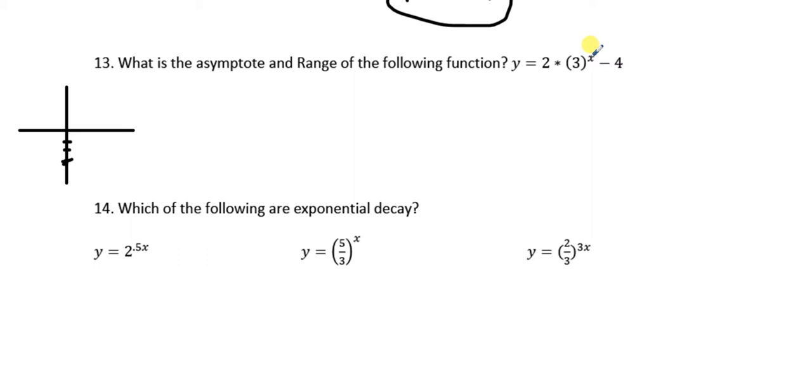Once x gets really, really small, like -1,000, when we get way out here, that's 1 over 3 to the 1,000th power. So it basically goes to 0. So this graph is never going to go below -4. So at -4, we have an asymptote that kind of goes like this. And the graph is going to look something like this, and it's going to go up fairly steeply.